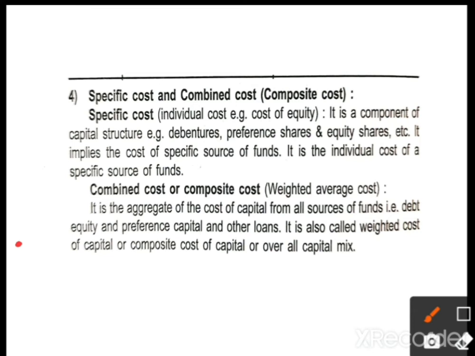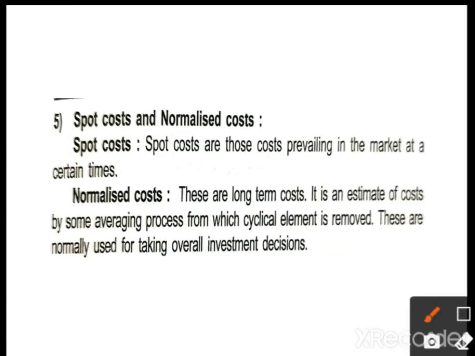It is the aggregate of cost of capital from all the sources of fund. It means aggregate; we have to make it a total. When you make a total, that is combined cost. We make the aggregate of all debt, equity, preferential capital and other loans. That total is the aggregate, which is the combined or composite cost.